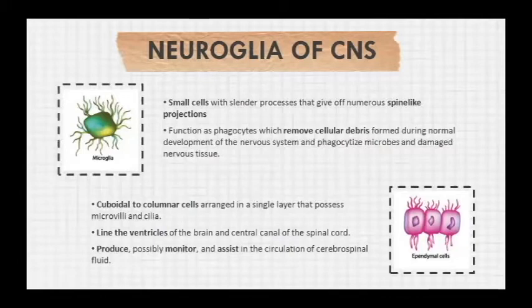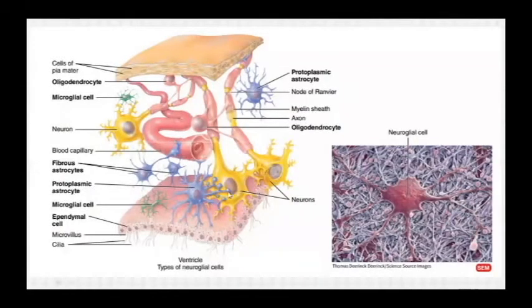If you look at this picture, you will see the different types of neuroglia or glial cells that could be found in the central nervous system. Here is the protoplasmic astrocyte, which is the larger kind of astrocyte with long branching, while the fibrous astrocytes are smaller with short branching. Then we have the oligodendrocytes that are attached to the myelin sheath, since they monitor and produce the myelin sheath for the central nervous system axons.